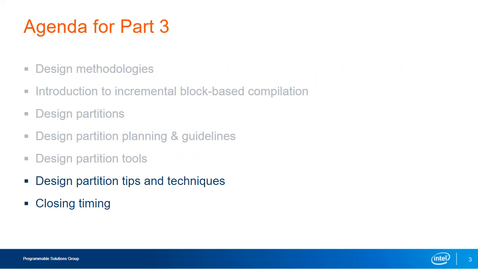Here's the agenda for this training. In the previous parts of this training, you were introduced to incremental block-based compilation and design partitions. You learned about preparing your design for incremental block-based compilation and some guidelines on how to create good design partitions. You also learned about the tools in the Intel Quartus Prime Pro Edition software that support the creation and management of design partitions. In this final part of the training, you'll learn some useful tips and tricks for what you can do with design partitions and a few useful techniques for closing timing using this feature.